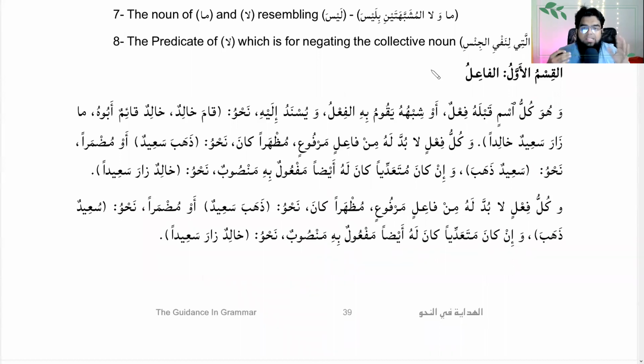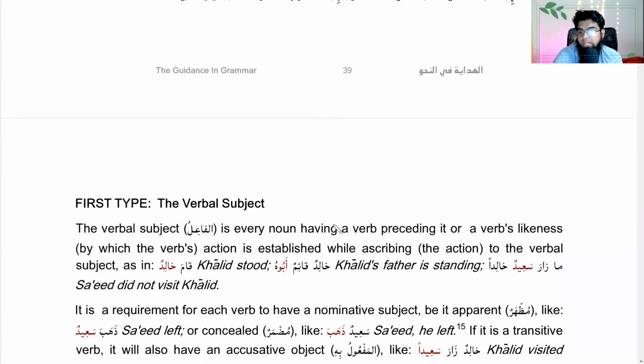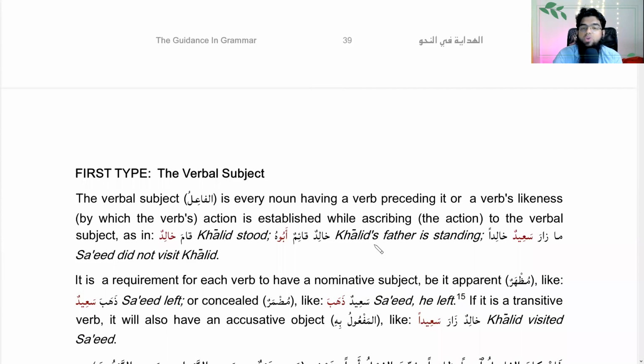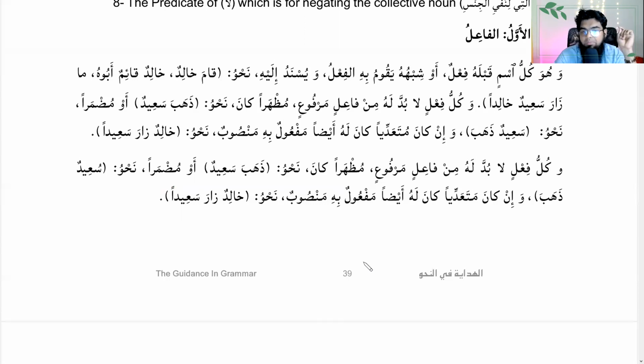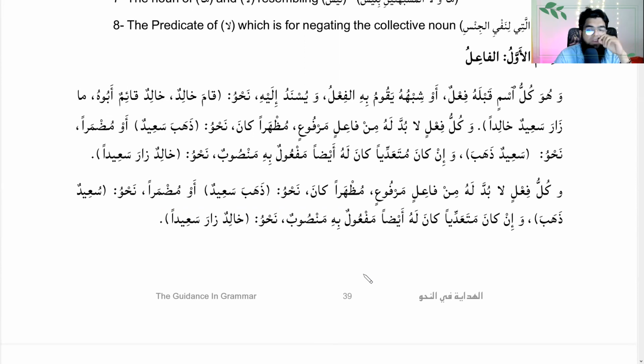So he explained what fa'il is, everything which has a fa'il before it, right? He didn't give ismul fa'il or shibhuhu, wa yusnadu ilayhi, where ascription is done to it. Wa kullu fa'ilin la buddha min fa'ilin marfu'in. And every verb, it is a requirement for each verb to have a nominative subject. Every verb should have a fa'il marfu'. Right? Every verb should have a doer. It cannot happen on its own.